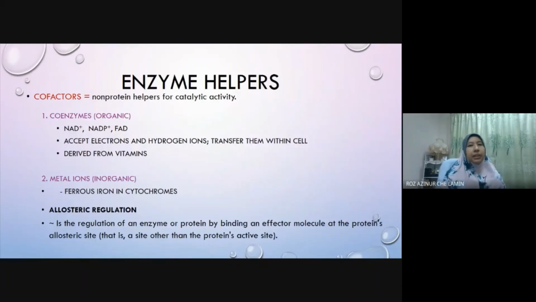Okay, some enzymes may need an enzyme helper. Enzyme helper is also known as a cofactor. A cofactor is a non-protein helper for catalytic activity. There are two types of cofactor. First, coenzyme, which is organic. It accepts electrons and hydrogen ions and transfers them within the cell. Mostly it is derived from vitamins. Examples of the coenzyme are NAD+, ADP, and also FAD. Second is the metal ion, which is an inorganic enzyme helper, mainly in the form of ferrous ion in a cytochrome.